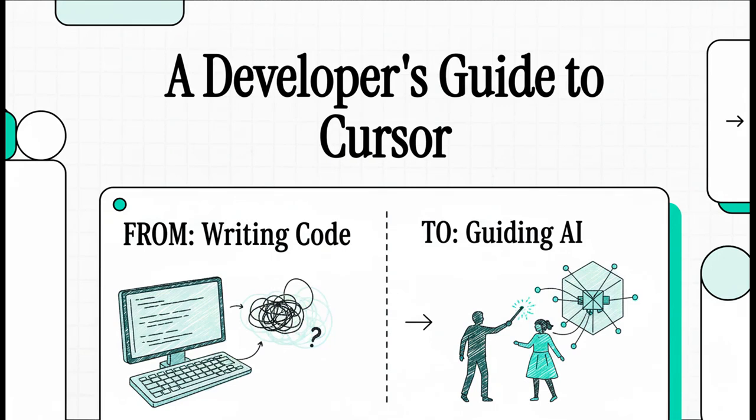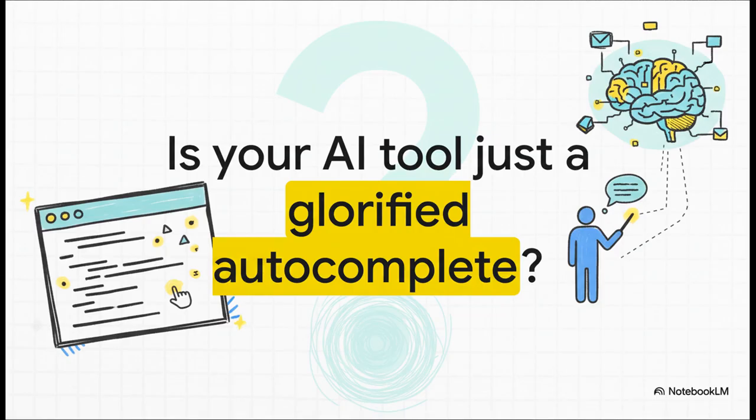Welcome to The Explainer. Today, we are diving deep into Cursor, an AI-first code editor that's trying to fundamentally change how we interact with our coding tools. A lot of us feel like our current AI tools are helpful, for sure, but maybe not the true coding partner we were hoping for. So let's explore a tool that wants to be exactly that.